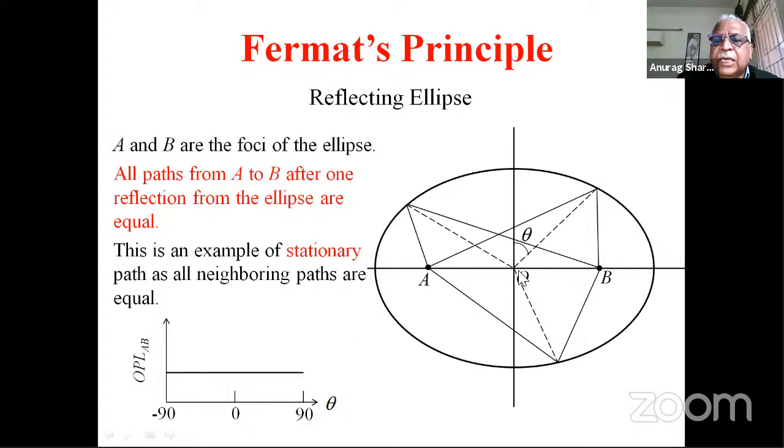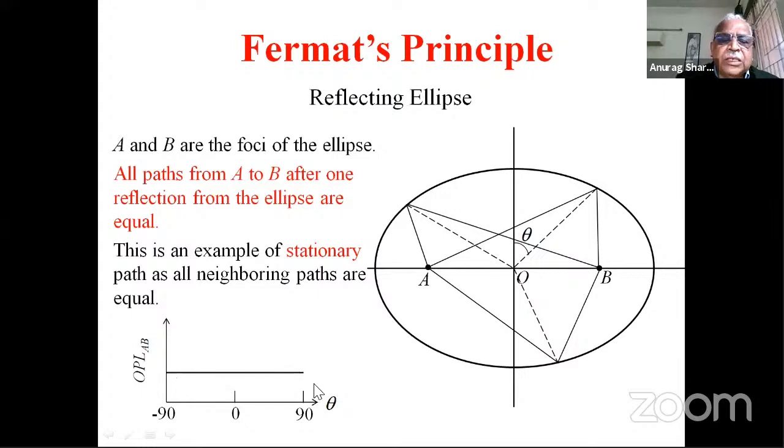So if I want to plot, let us say, I consider the definition of this point by this angle theta. At theta equal to 0 is this point, theta equal to positive values up to 90 are as you move here, and negative theta goes like this. If I plot the optical path length from A to B after one single reflection as a function of theta, it will come out to be a straight line. What does it mean? It means that any point on this is a stationary point, because nearby points also have the same value.